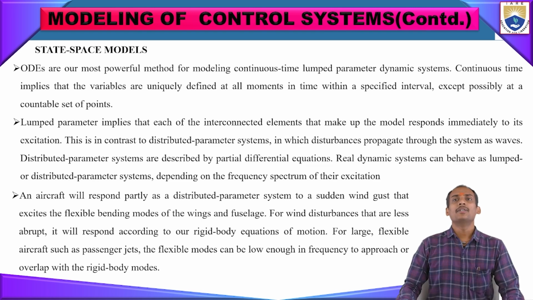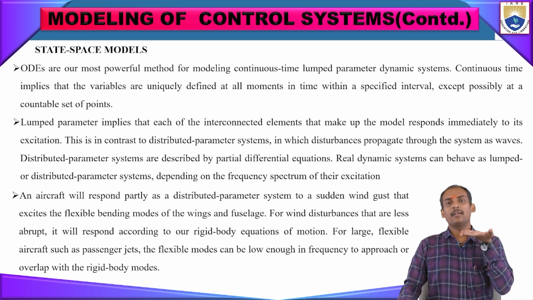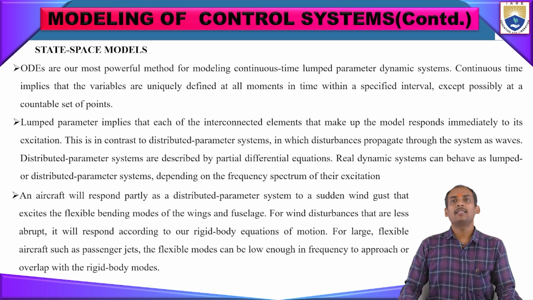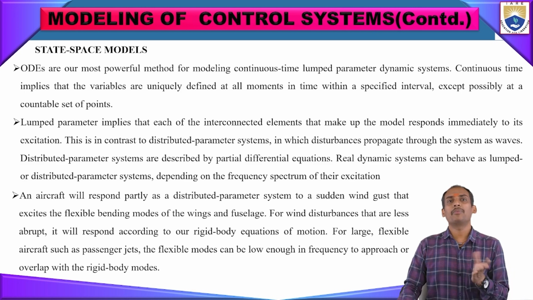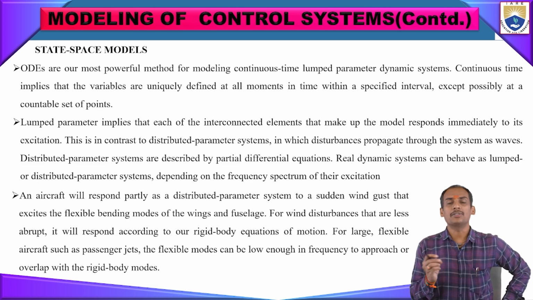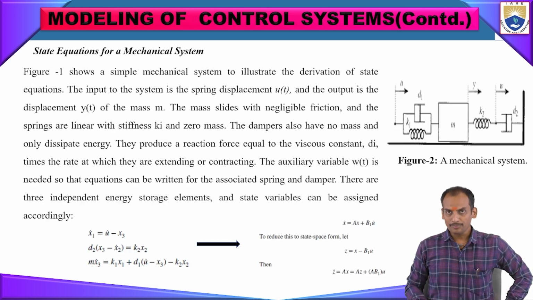The fuselage bending modes we will also consider. So for wind disturbances, if you consider a flying body, it will have disturbances from the wind only. If it is less abrupt, it will respond according to the body equations of motion only. For a large flexible aircraft like passenger jets, the flexible modes should be low enough to approach the rigid body modes, which will be sufficient to make that design.